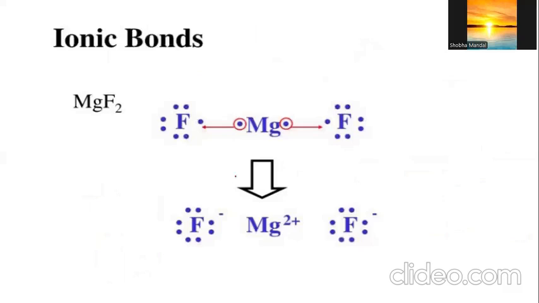This is another example, in which magnesium, which has 2 electrons in the outermost shell, is transferring 1 electron each to fluorine atoms, which have 7 electrons in the valence shell, so that in the process magnesium becomes Mg2+ ion, having lost 2 electrons, and fluorine becomes fluoride ion with a -1 charge, having gained 1 electron each from the magnesium atom. And these oppositely charged ions have Coulombic attraction, or electrostatic attraction, between them, forming the ionic bond in the process.